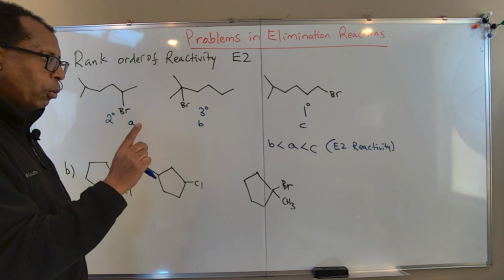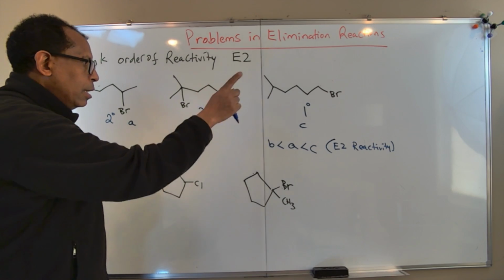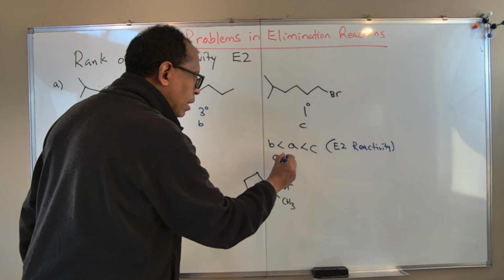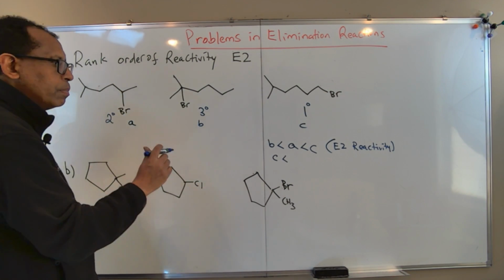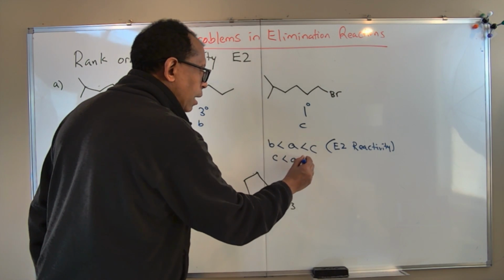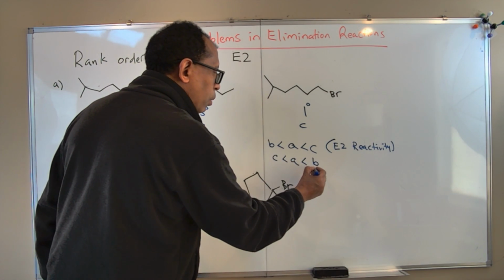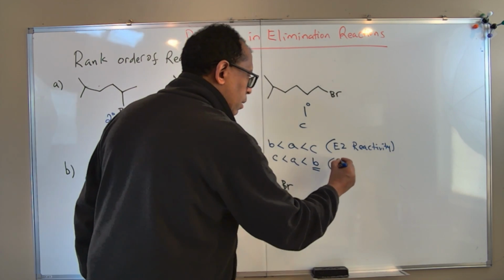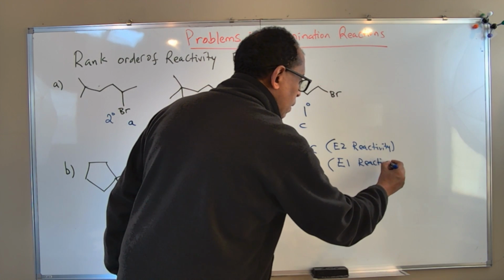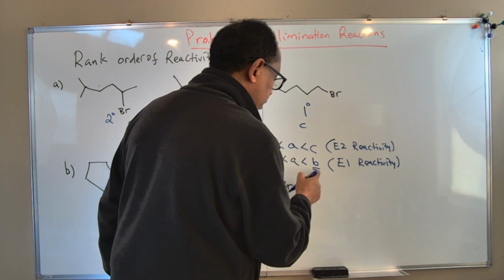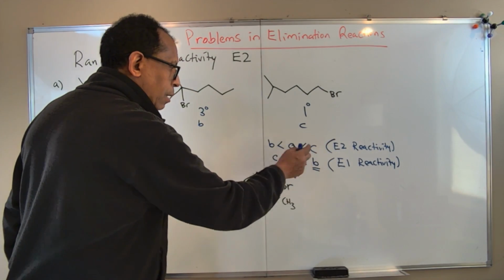So in E1 reactivity, now the fastest would be B, the least would be C. So C is much less than both of them. C is much less than A and much less than B. So here B is the most reactive in E1 mechanism. In E1 reactivity, the order is this. So B is the most reactive. In E2 reactivity, C is the most reactive.